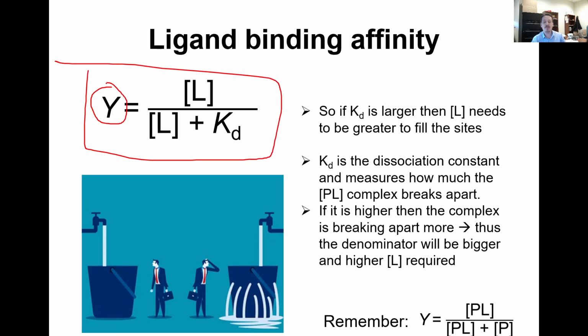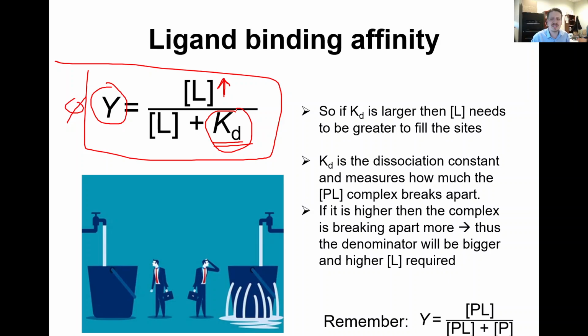If you want to fill up your bucket, but it's constantly emptying, then you're going to need to supply it with more water in order to fill it up. Now, if you're trying to fill up your protein, but the complex has a tendency to break down, which all ligands do, then the more it wants to break down, the more ligand you're going to have to supply to fill it up. But if it's got a tight grip, then it's not that bad. If it's got a loose grip, then it's going to be harder to fill it up.